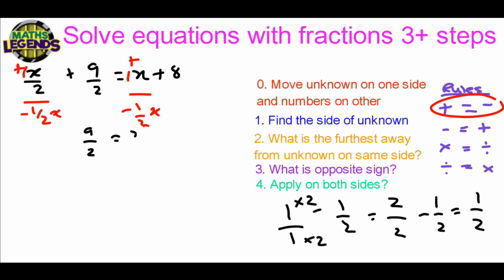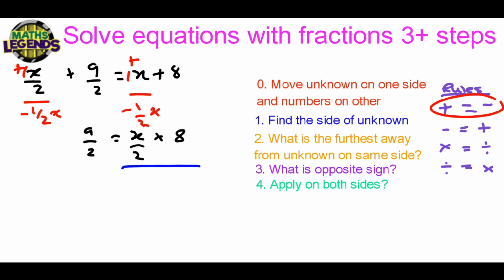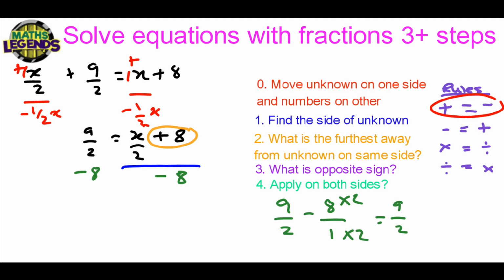So here we have x over 2 or 1x over 2, depending on how you prefer to write it. We would suggest not putting the 1 in front, as x on its own is 1x, then plus 8. Now the x here is on the right hand side, the plus 8 is furthest away, and then we apply the opposite to both sides, so that's minus 8 in this case. Now 9 over 2 minus 8 is, so we can treat the 8 as over 1. So 9 over 2 minus 8 over 1, we can multiply the second fraction by 2 to get the common denominator. So this is 9 over 2 minus 16 over 2. And this simplifies to 9 take away 16 is minus 7 all over 2.